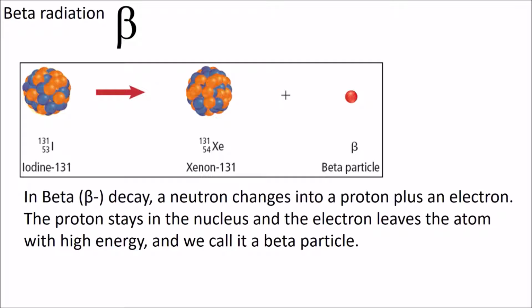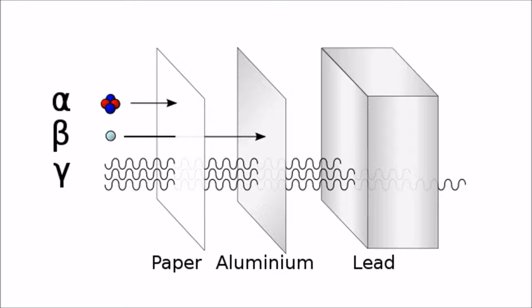So the mass number stays the same. A neutron weighing 1 has turned into a proton, which also weighs 1, so no change in the mass number. But the bottom number, the proton number, has to go up by 1 because we've gained an extra proton. So that's beta radiation, the beta particle. A beta particle is moderately penetrating, and moderately ionizing as well.